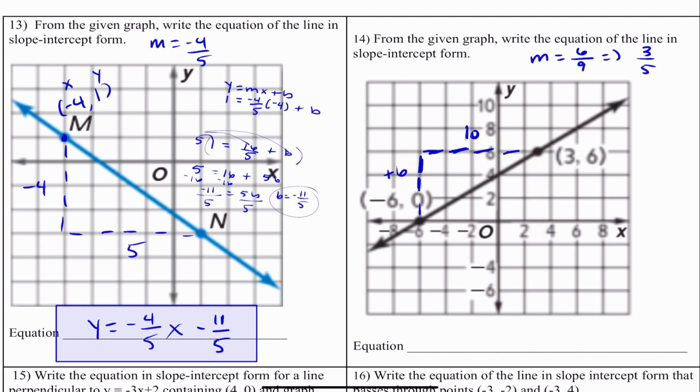So 6 over 9, and that's going to reduce, because I know 3 goes into 6 and 3 goes into 9. That's going to be 2 over 3. Okay, and then my y-intercept is right here. That's in the form 0, 4. So y equals 2/3 x plus 4.